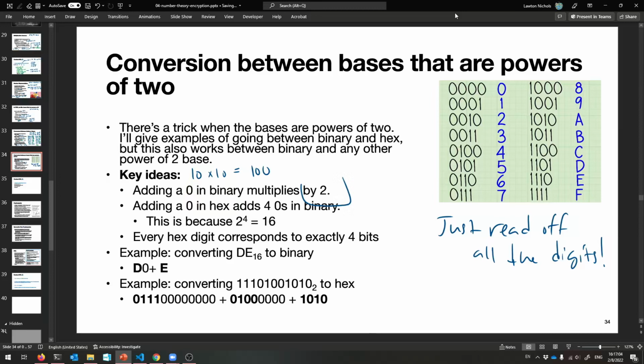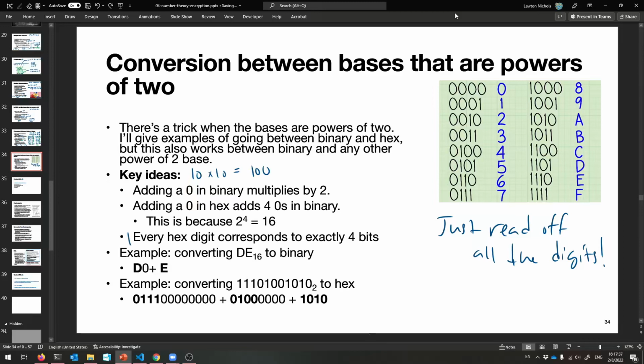Okay, first key idea. Second key idea is, let's think of this in terms of hex and binary together. If I add a single 0 in hexadecimal, that means I'm adding 4 zeros in the binary equivalent of that number, because a hexadecimal number is multiplying by 16 every time I add a 0. That's 2 to the 4th, so that's really 4 binary zeros. I hope that makes enough sense. That's what's happening there, okay?